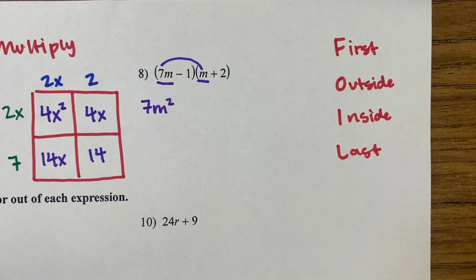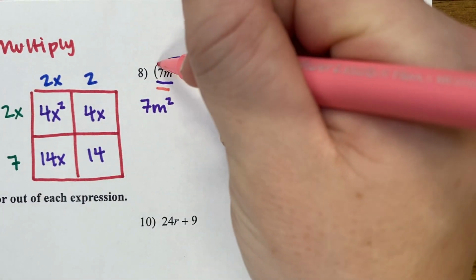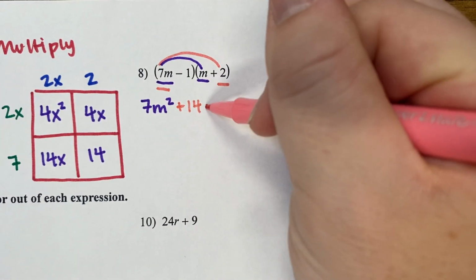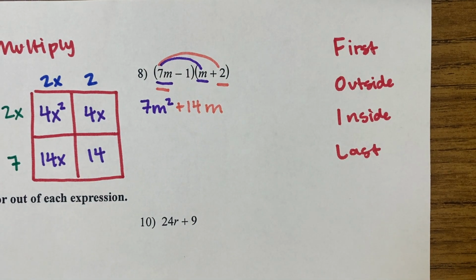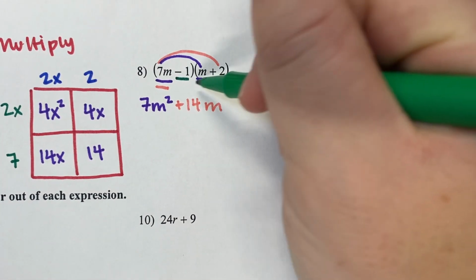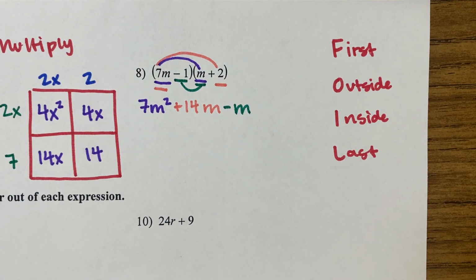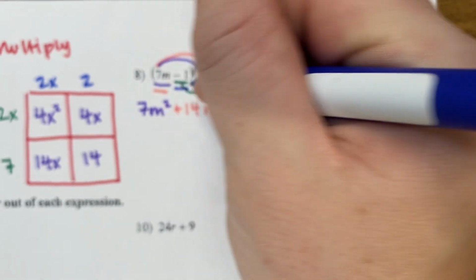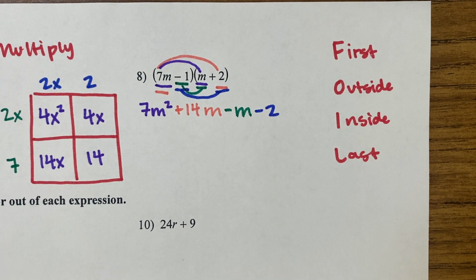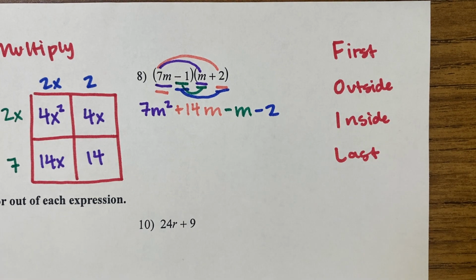Okay, then I go to my O, which is outside. So my outsides are 7m times 2. Okay, well 7m times positive 2 is positive 14m. Now I'm going to my I, inside terms, negative 1 times m, which is just negative 1m. And L, my last terms, negative 1 times 2, negative 2. Okay, so we just followed the pattern. Multiply your first, your outside, your inside, then your last.